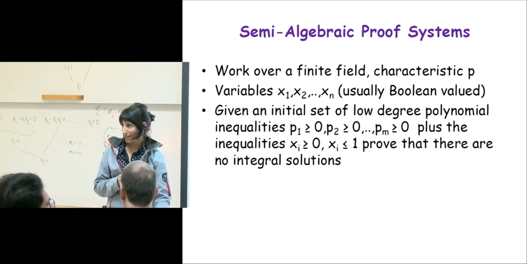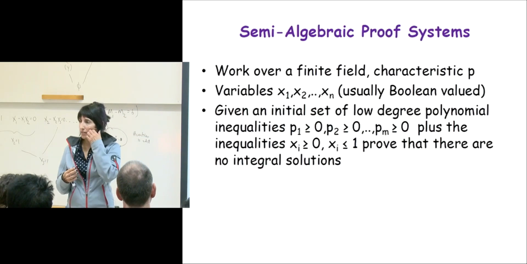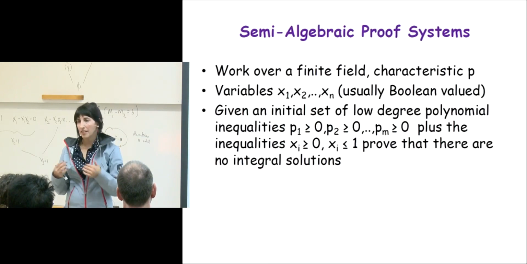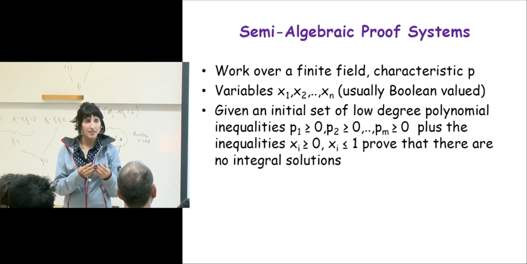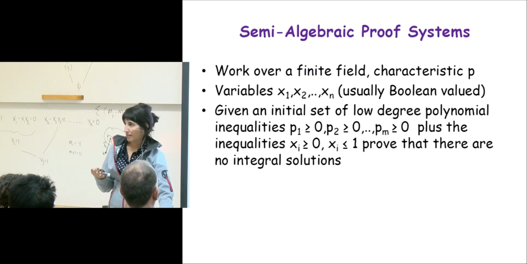Let me just tell you a little bit about semi-algebraic proof systems. The difference between semi-algebraic and algebraic is that here you are allowed to have lines that don't just say a polynomial equals zero, but also that a polynomial is bigger than or equal to zero. Again, you're working over some field, and in the proof complexity case you tend to think of the field as being finite. You have variables x1 through xn, usually Boolean valued.